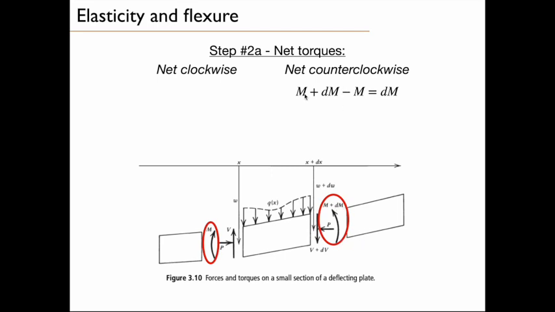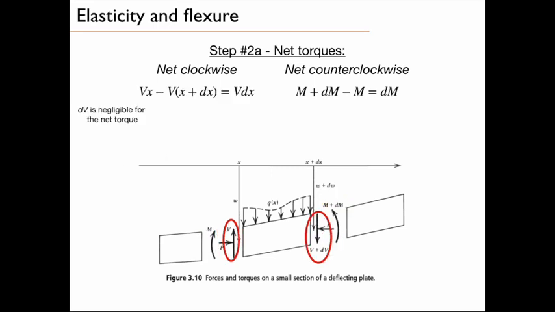So if you take the net, which is basically the difference between this and that, you obtain dm. So this is the net torque induced by the bending moment. Then we have the shear force. And this is a clockwise moment. You can already imagine that the sense of motion is this way. We can compute it by multiplying V by the position.